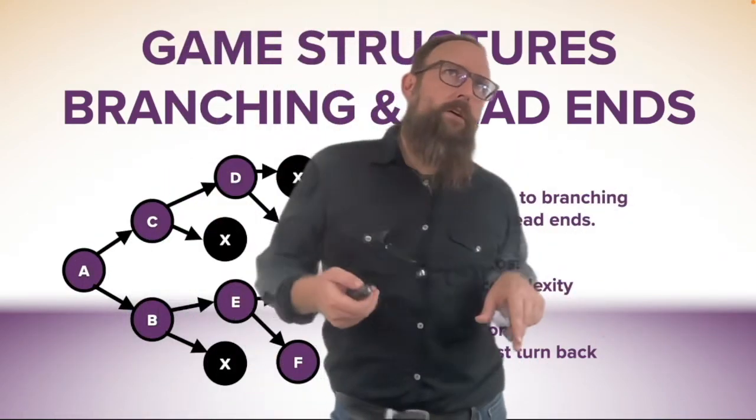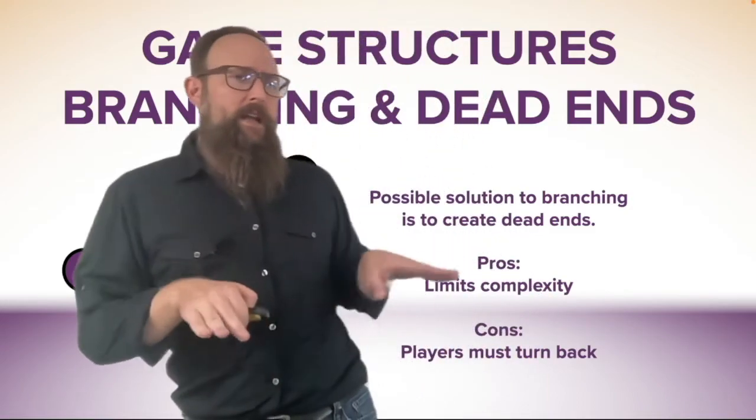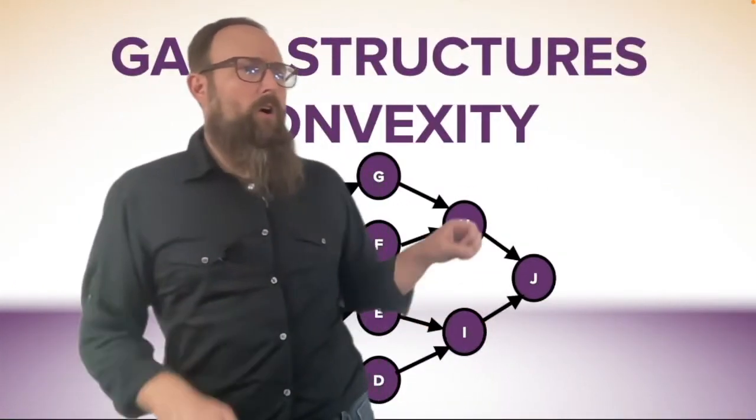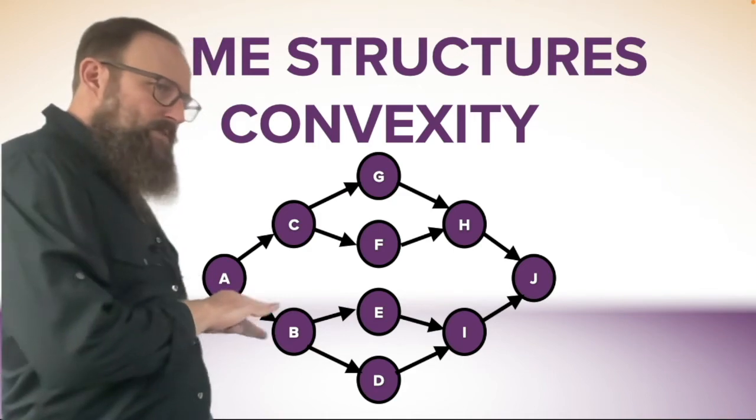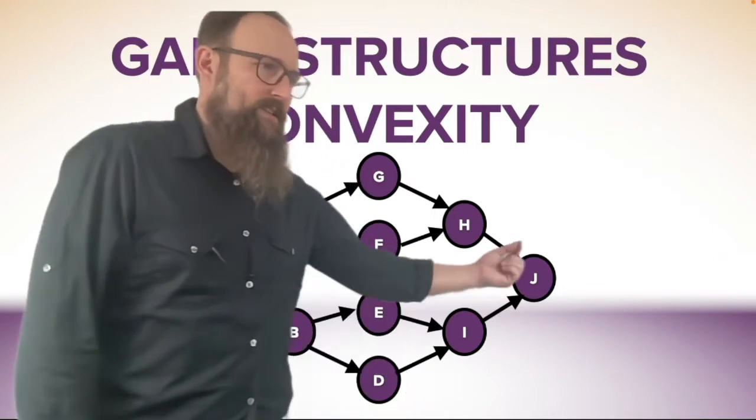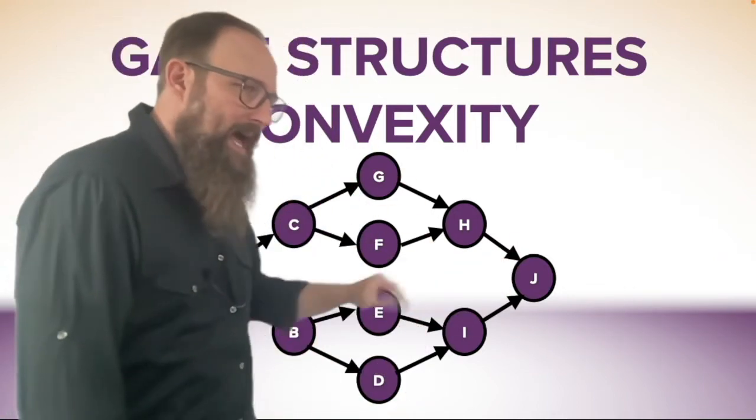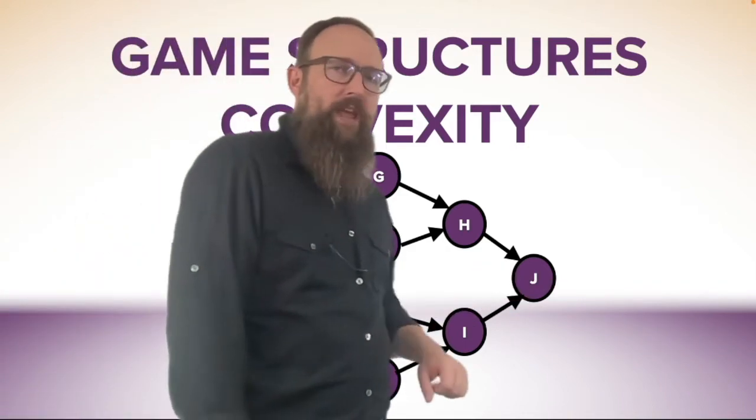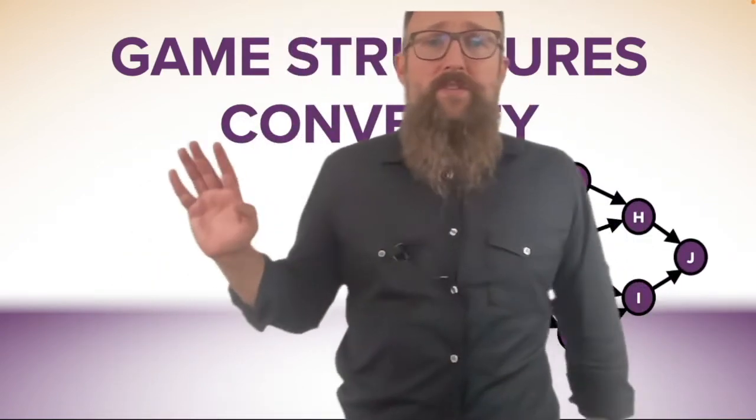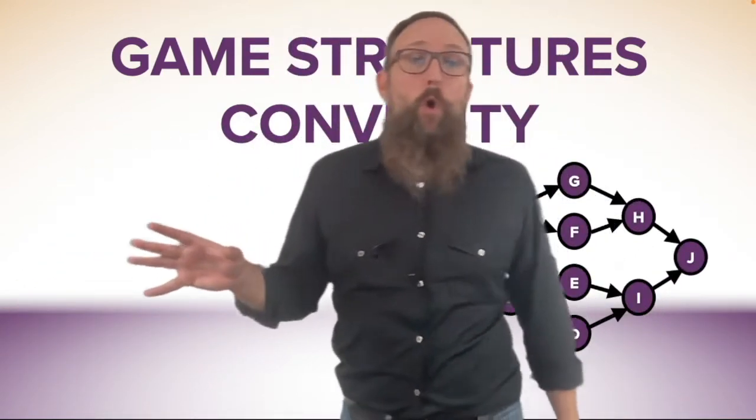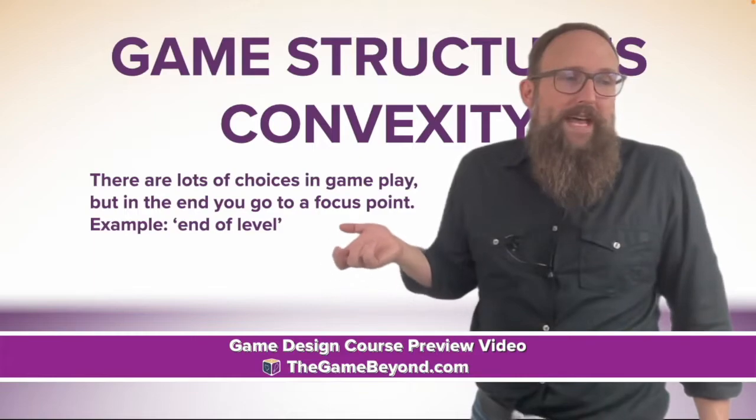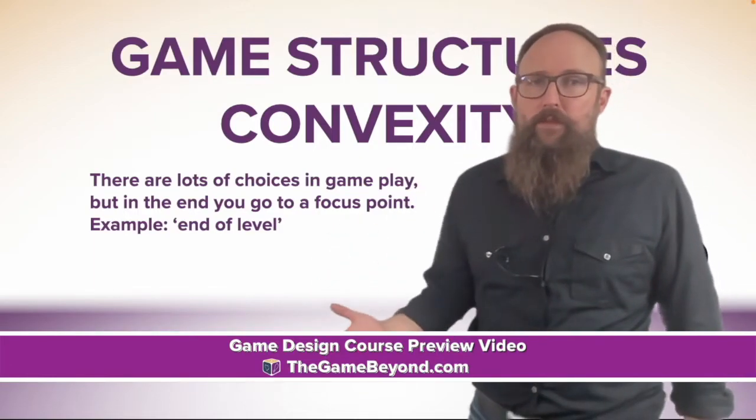Now there is another version that we can use, and it's kind of like the folding structure we looked at before, and this is called convexity. So what we do is we eventually branch out, and then it branches back into a common single narrative. And this journey or this path, even though multiple, will always lead the same. As they say, all roads in Europe lead to Rome, right? Now, there's a lot of game choice in this type of structure. But in the end, you go to that single focus point or the end of the level.